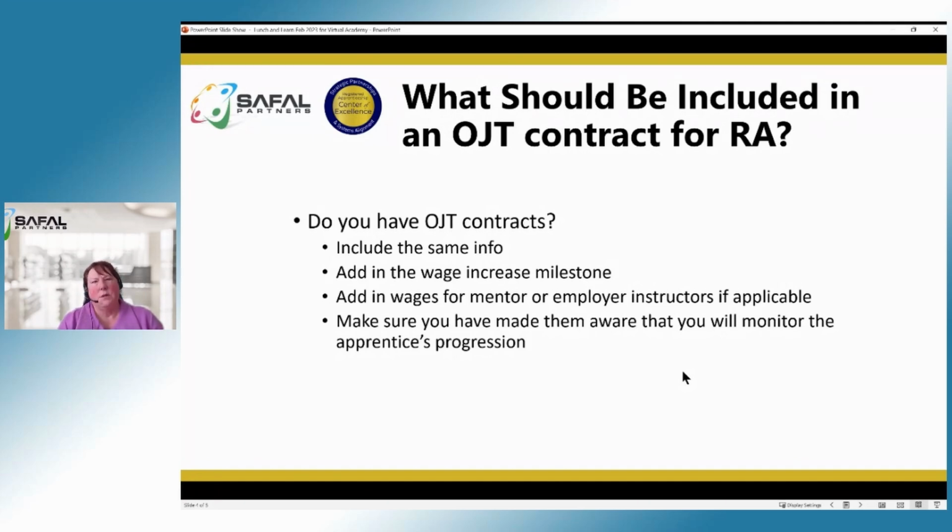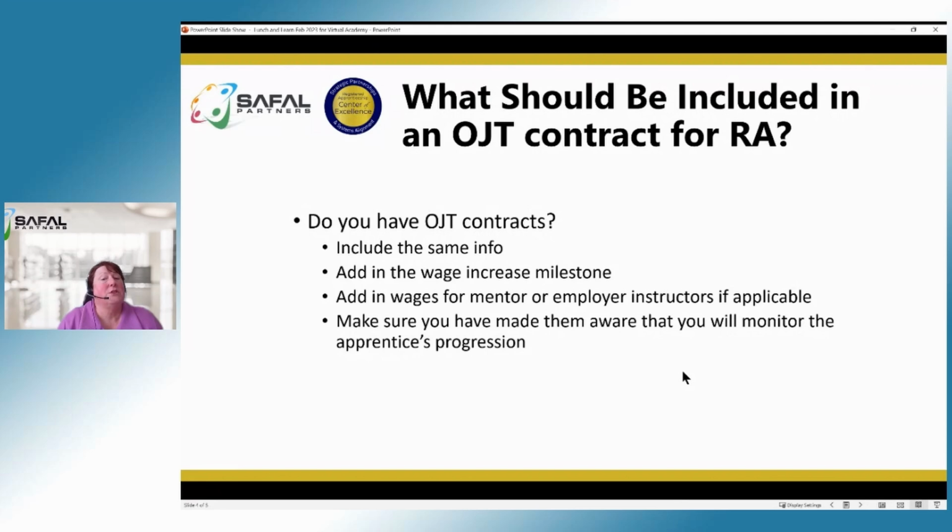And by the way, I do not suggest that you put multiple people into one contract. Here's why. For ease of monitoring, when we have ETA or DOL come in and do monitoring, it is easier if you have just one contract per person. A little bit more work on our side, but it makes it a lot easier when you go into that monitoring process with them.